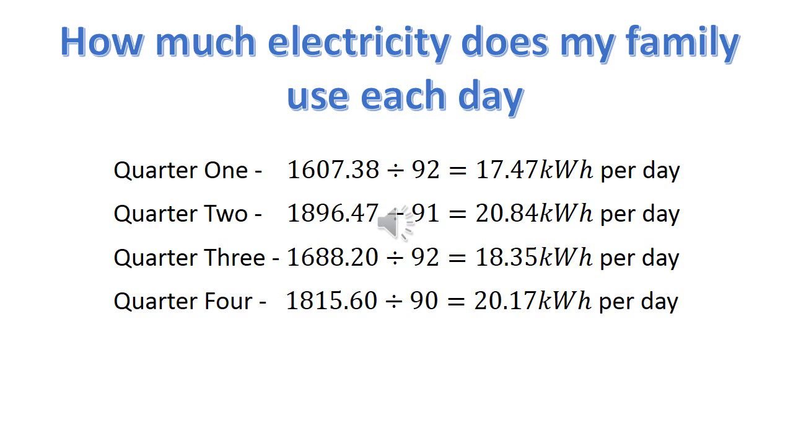In the third quarter there are 92 days, so we must divide 1688.2 kilowatt hours by 92 days, which provides us with a daily usage of 18.35 kilowatt hours per day. In the fourth quarter there are 90 days, so we must divide 1815.6 kilowatt hours by 90 days. This provides us with a daily usage of 20.17 kilowatt hours per day.